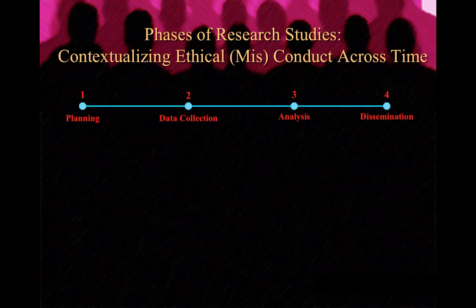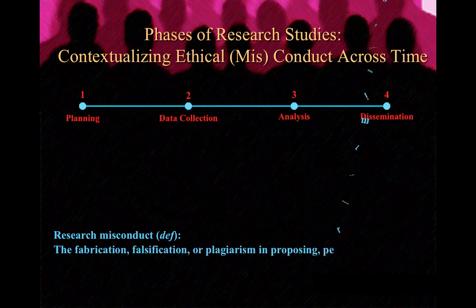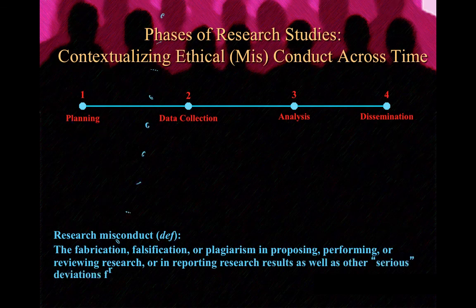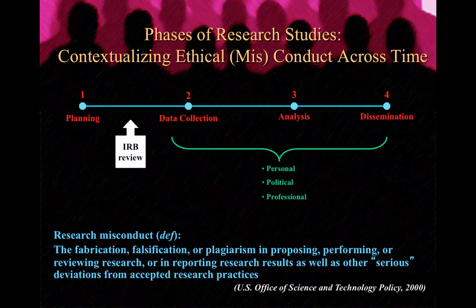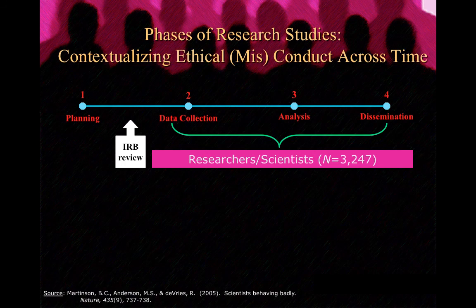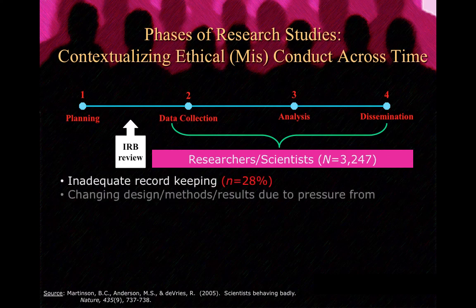Even though all research studies must go through the organization's or university's IRB or CPHS, that doesn't mean that all studies are ethical. In the past, most of the ethical misconduct happened right from the planning phase. However, ethical misconduct today normally happens between the data collection and dissemination phase. Here are some of the ethical misconduct that scientists have self-reported according to a study by Martinson et al., 2005.